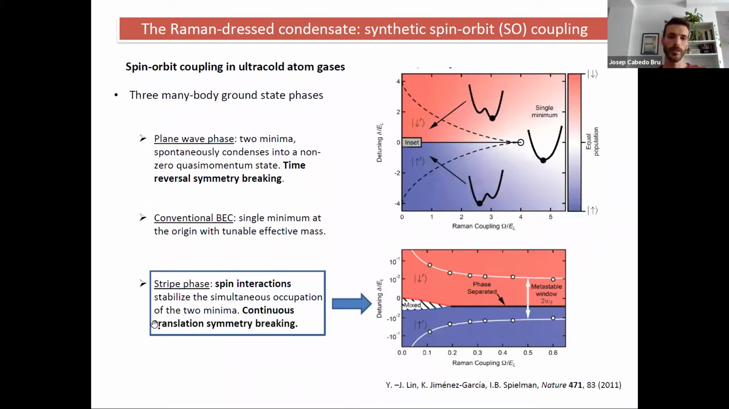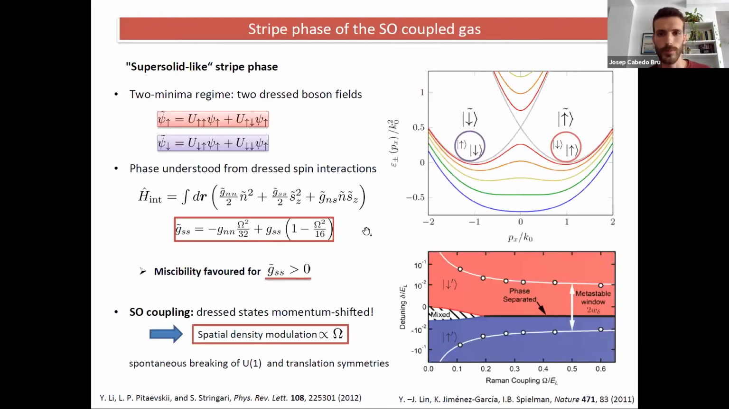And perhaps even more interesting, in ferromagnetic gases, the spin interactions in a certain regime of parameters can stabilize the simultaneous occupation of these two minima in the band. This phase has several interesting features, and we will focus on it. So, like I said, we can think of the states in the vicinity of the minima as two effective spinor states, two dressed states. And then the stability of the phase can be easily understood from the dressed spin interactions.